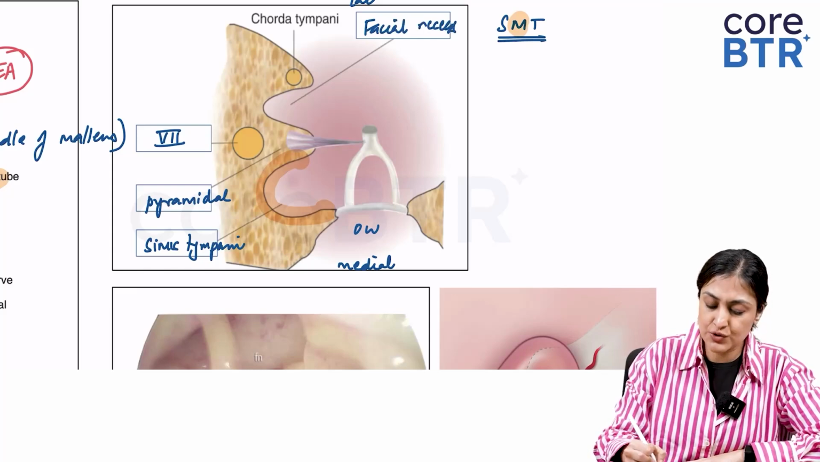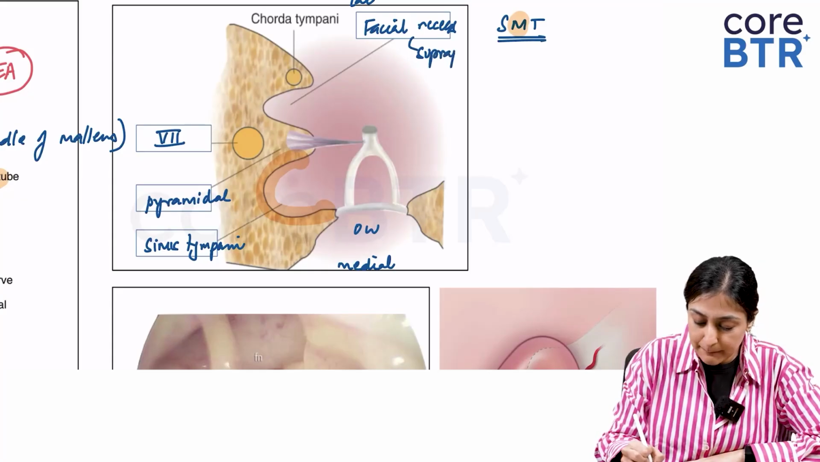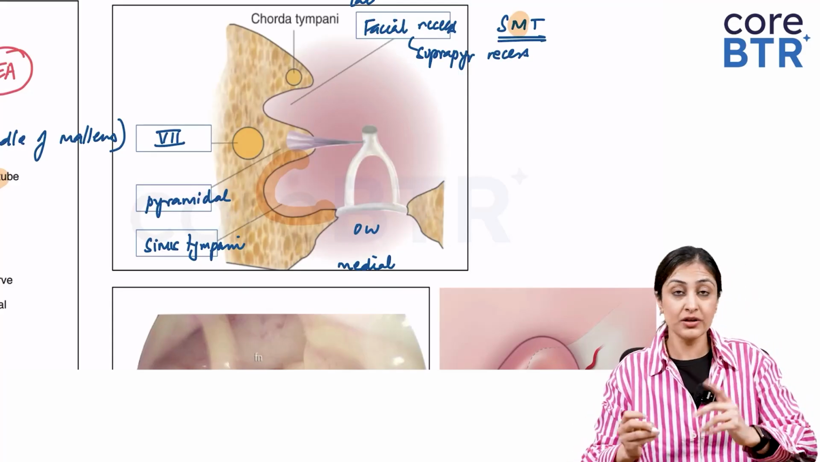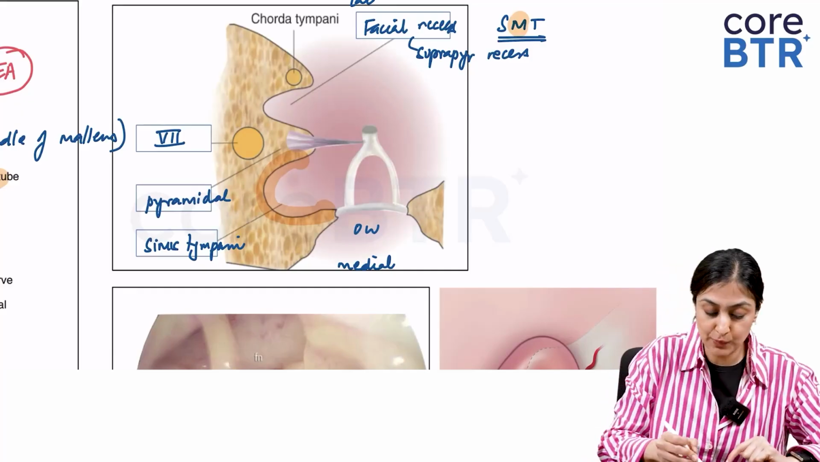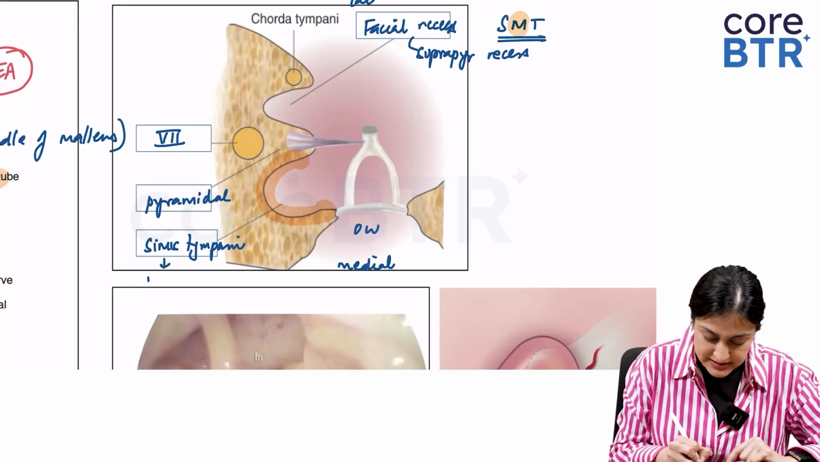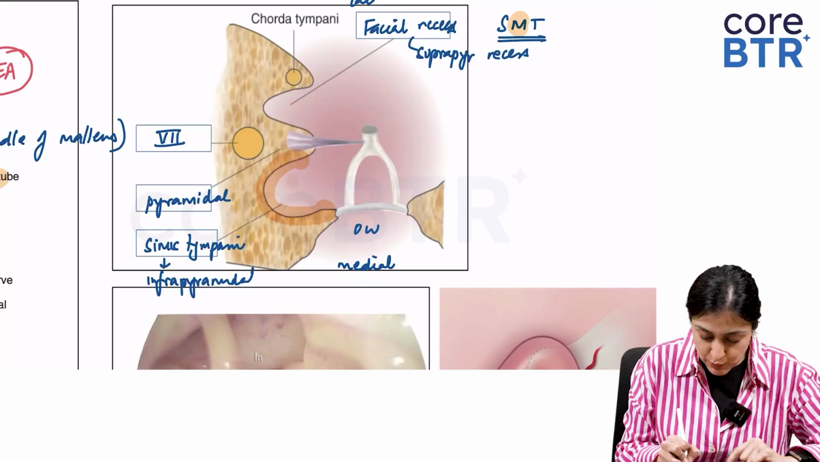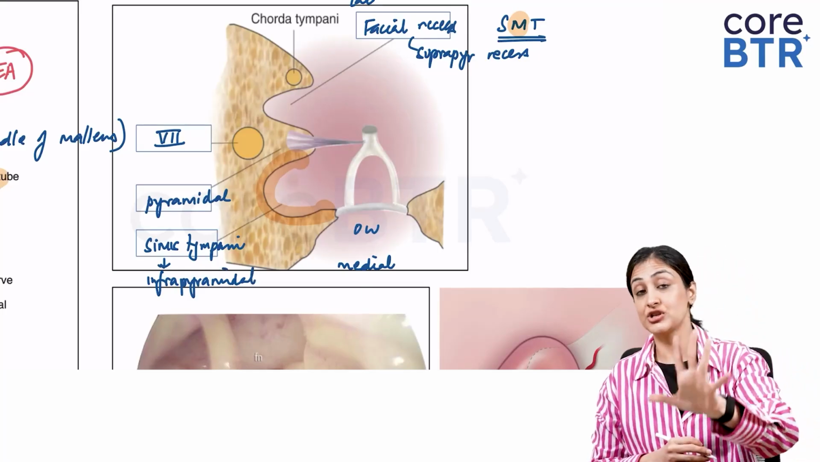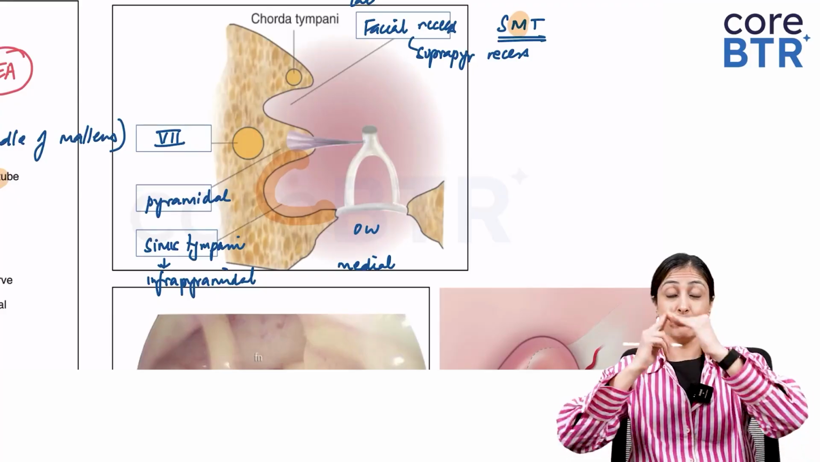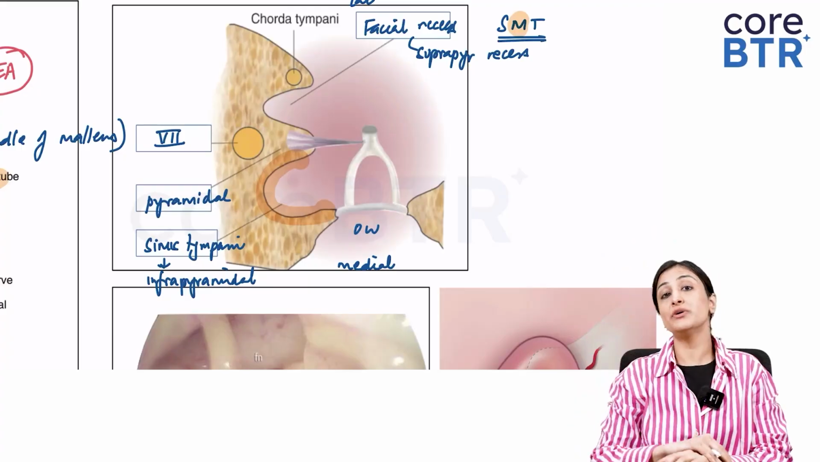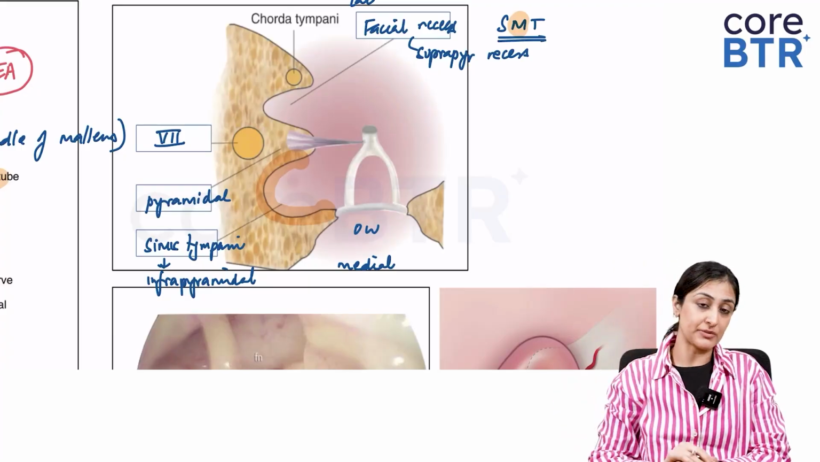Okay, this is also called the suprapyramidal recess. Even though this is lateral, imagine just head on that this is upper, right? Easy to imagine. So this is the suprapyramidal recess, whereas this is the infrapyramidal recess. Okay, so this is what I have learned here, Shrimati, SMT. Medial is the sinus tympani or infrapyramidal recess. Upper is the facial recess or suprapyramidal recess.